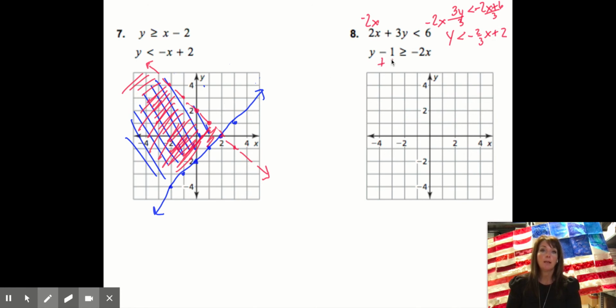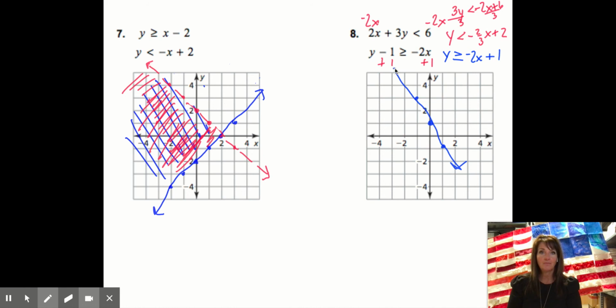Then we'll simply add 1 to both sides for the second equation. I'll go ahead and change my color. And I'll get y is greater than or equal to negative 2x plus 1. So I'll go ahead and graph the first one and this one in blue, down 2 over 1, right, up to back 1, and it's a solid line.